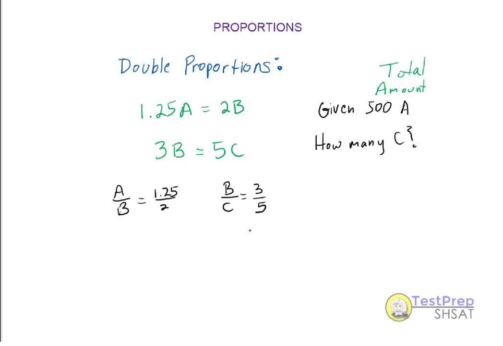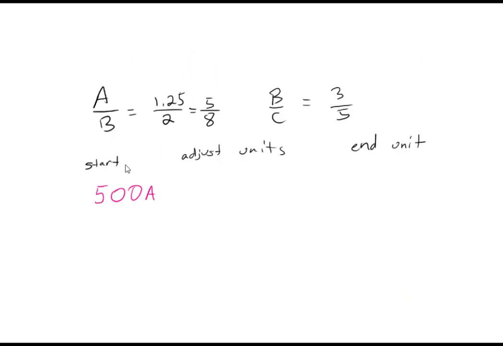And that's our second proportion equation. At this point, we could solve the system of equations, but I like to start with the units we have, adjust given the conversions or proportions, to get to the units we need in the end. So I start with A units. I ultimately want my units to be in C. So how do I do that?